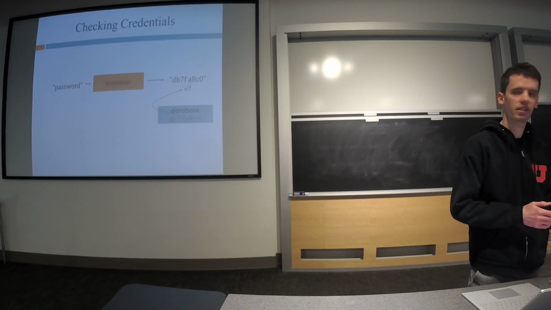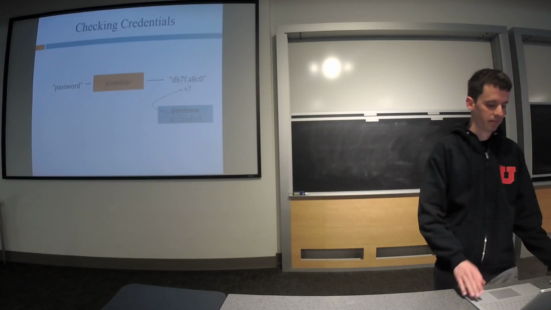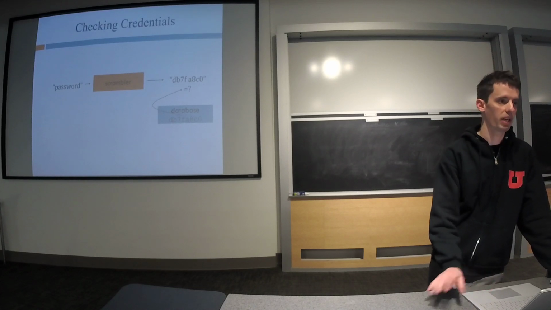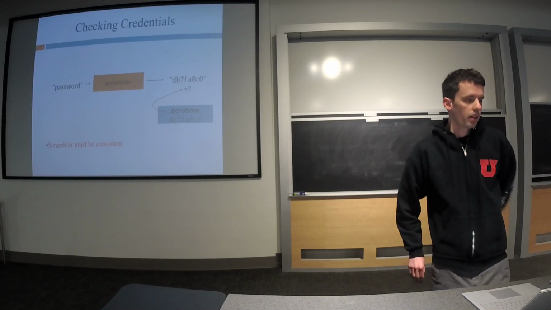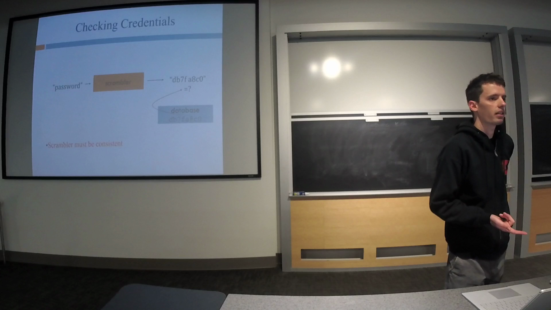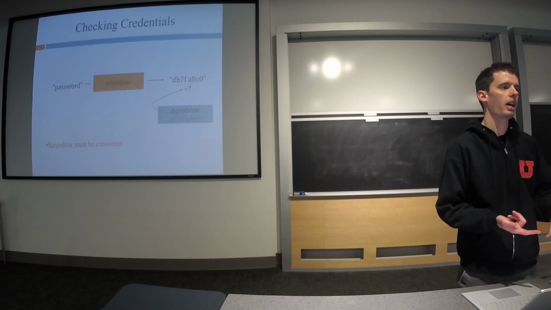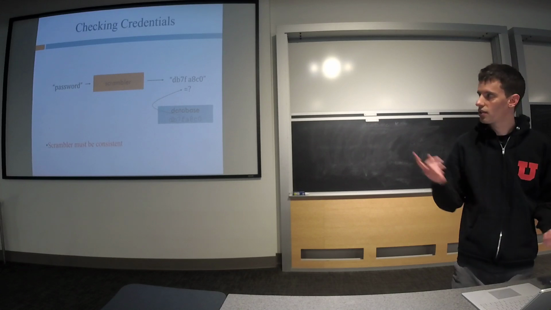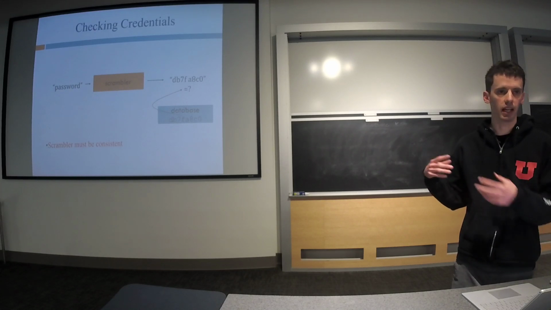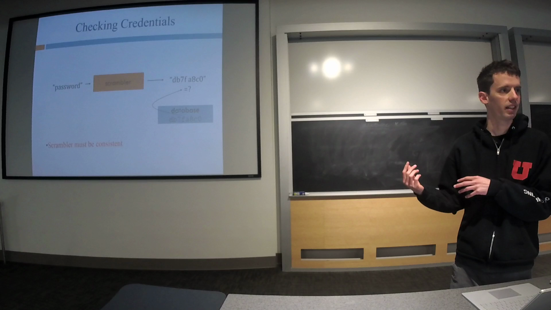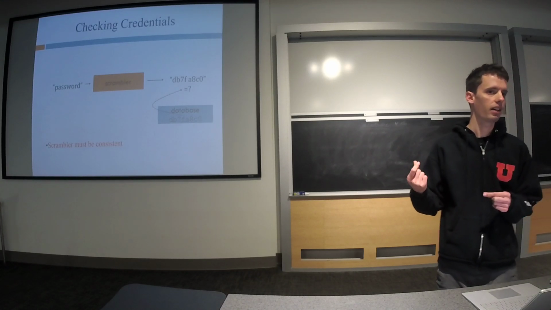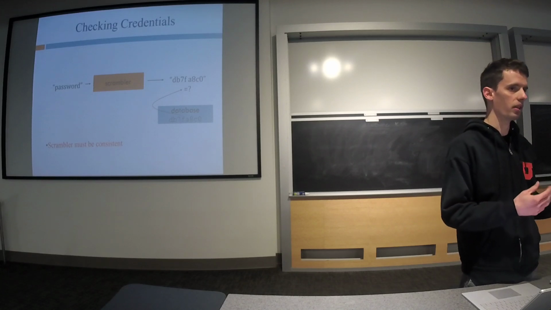So there's some issues here. How does this scrambler work? What are the rules it has to follow in order to make this work? First of all, it has to be consistent. If I created my account a month ago and then I try to log in now, this scrambler cannot be based on a random number. It has to produce exactly the same scrambled key that it always will produce given the same input.